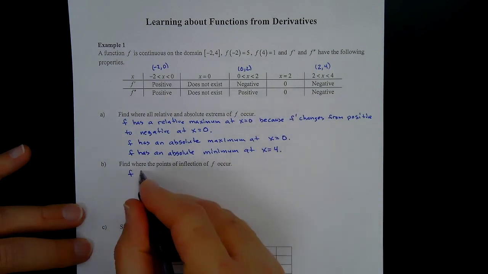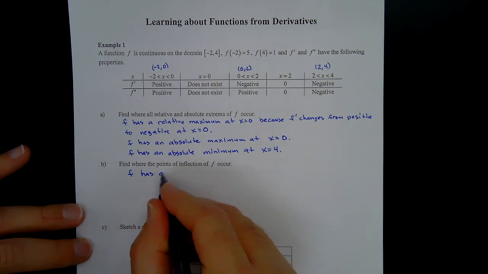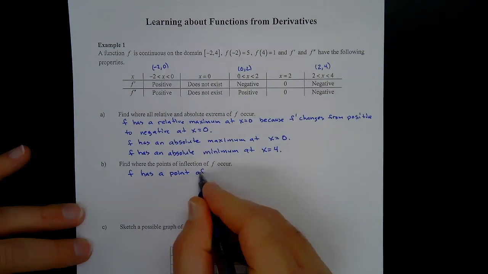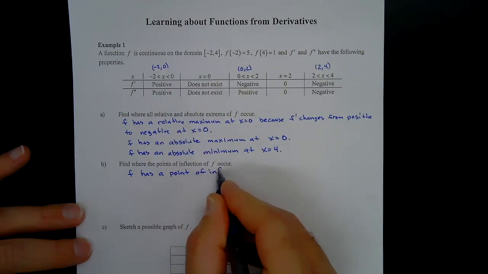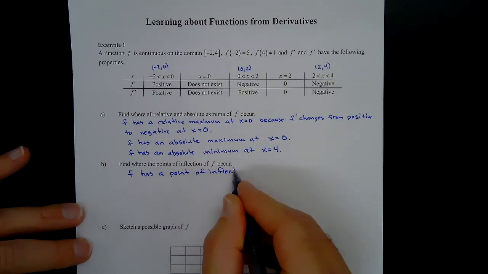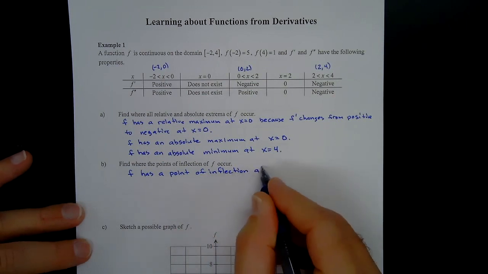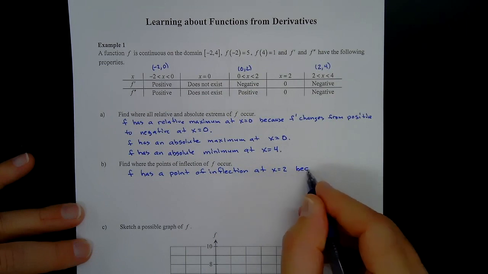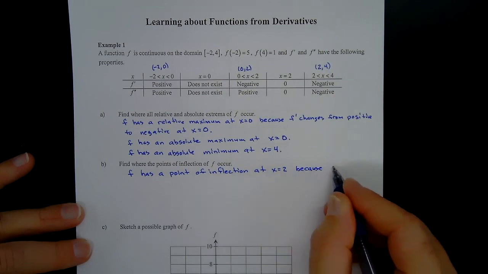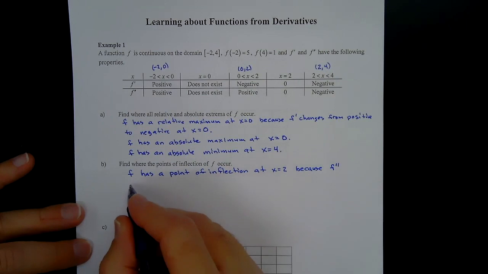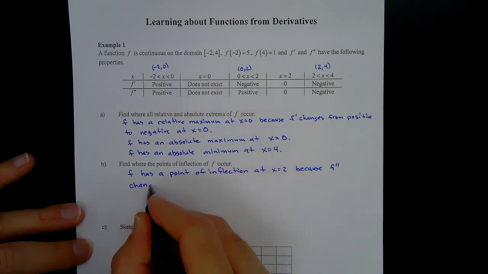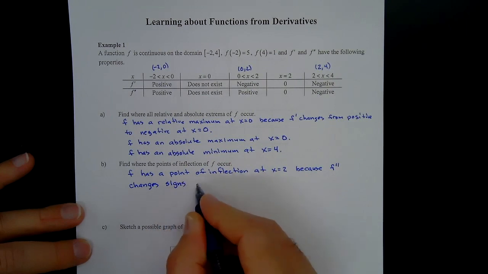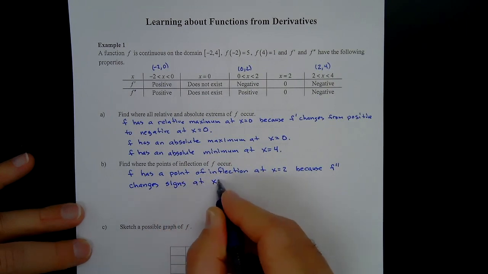So we'd say f has a point of inflection at x equals 2 because f double prime changes signs at x equals 2.